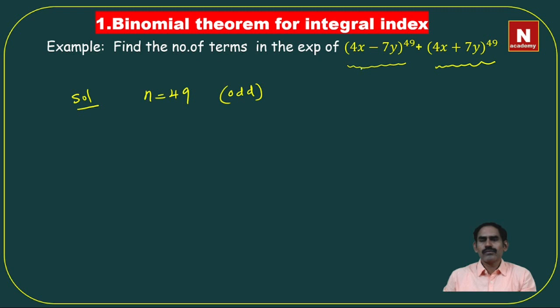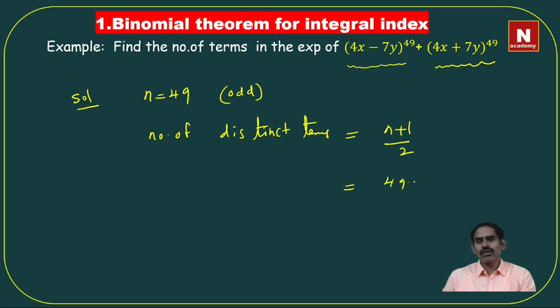49 is odd. Therefore, according to our formula for (x plus a) whole power n plus (x minus a) whole power n, when n is odd, the number of distinct terms equals (n plus 1) by 2. Here n is 49, so (49 plus 1) by 2, that is 50 by 2. So after cancellation, 25 terms are remaining.